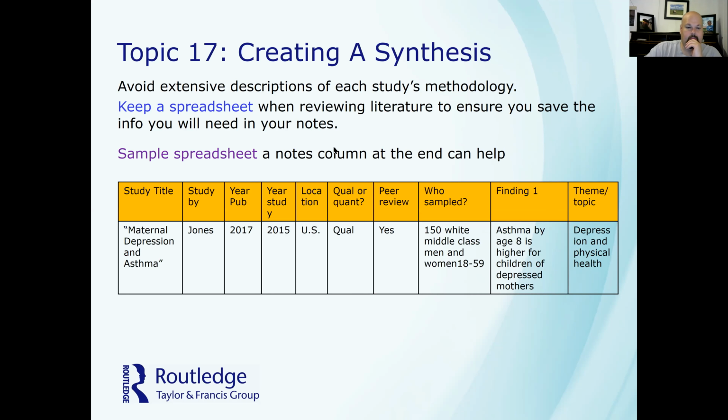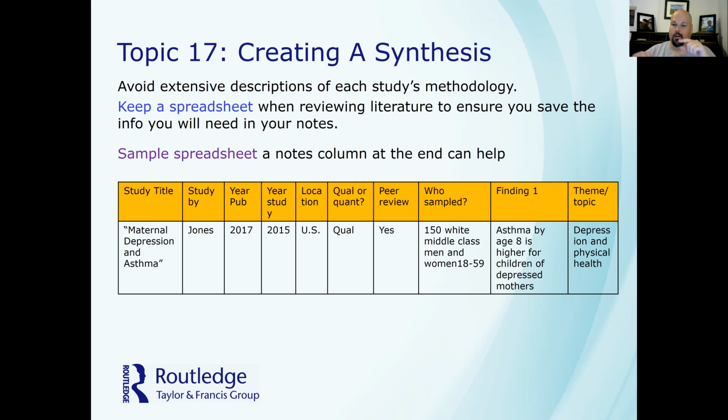This is an example of a spreadsheet that you might want to keep, just in terms of what the study title was, who the authors are, what year it was published, all those things. So if you do this for every single article you review, you'll start to build up this database for yourself, and then you can quickly go through and put it all together.